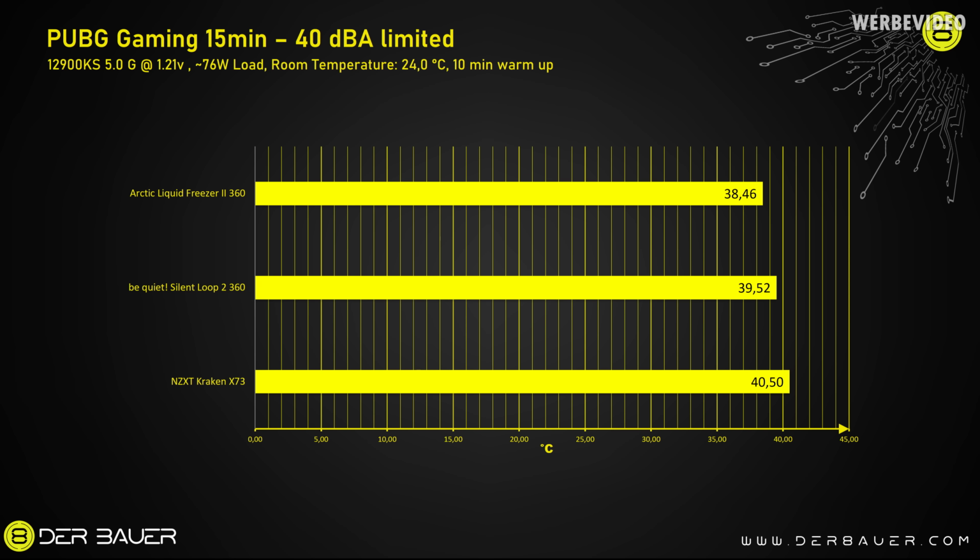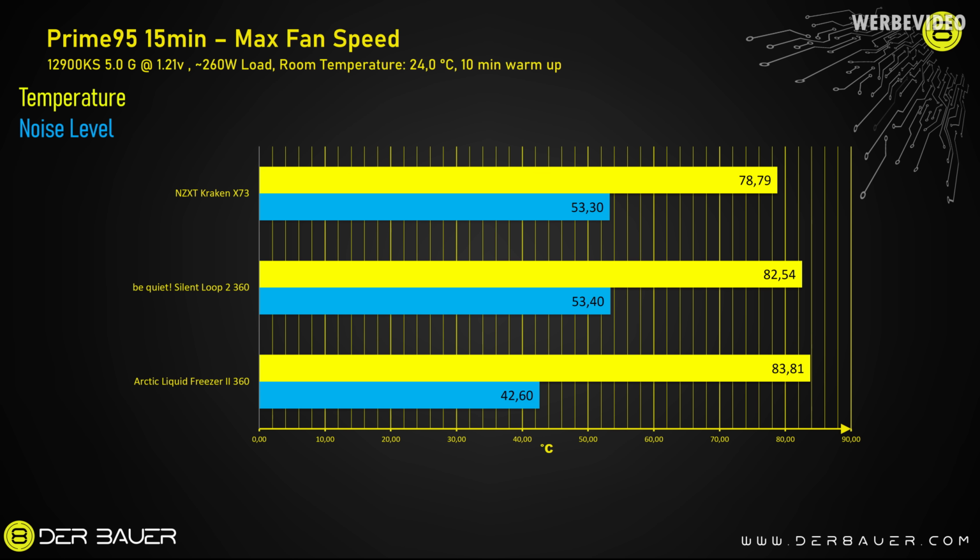At least temporarily, the Arctic Liquid Freezer 2 is getting the crown in the gaming subtest with 38.5 degrees Celsius on average. If we switch over to high load, however, you can see that this type of AIO lacks max fan speed. But on the other hand, it's pretty quiet with 42.6 dBA. And it's still quite close to the Silent Loop 2, which is 11 dBA louder. So that's absolutely significant when it comes to noise level, but they almost perform the same.